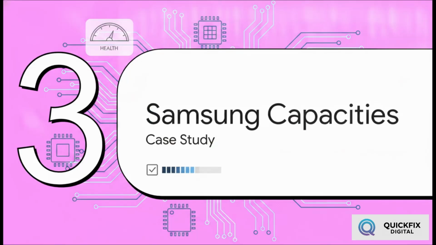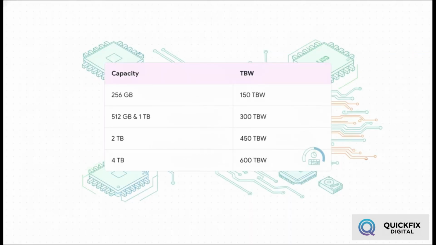Which brings us to section 3. Case study, Samsung capacities. Let's actually look at some hard data for the Samsung 850 Pro line, which uses that advanced 3D VNAND technology. What you'll notice right away is a direct correlation. Higher storage capacities literally yield higher TBW endurance. The 256 gigabyte model gives you 150 TBW. If you step up to the 512 gigabyte or the 1 terabyte models, you instantly jump to 300 TBW. And that massive 4 terabyte drive, that one tops out at the big 600 TBW mark we mentioned earlier.